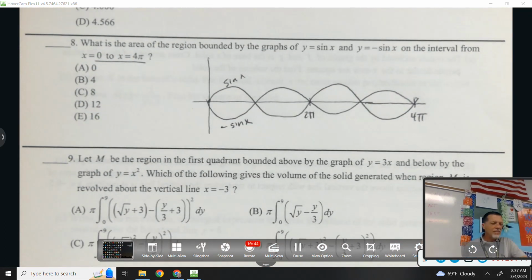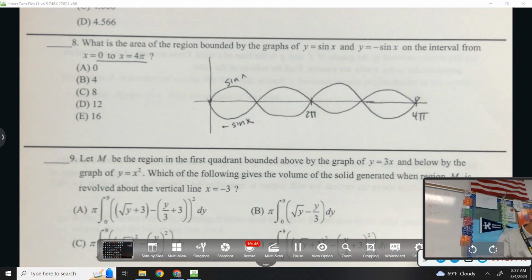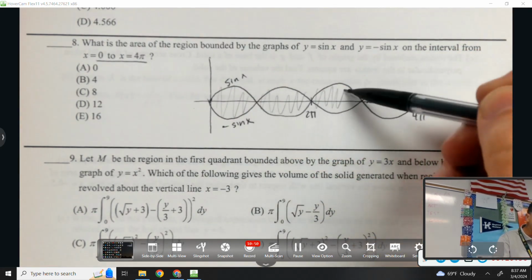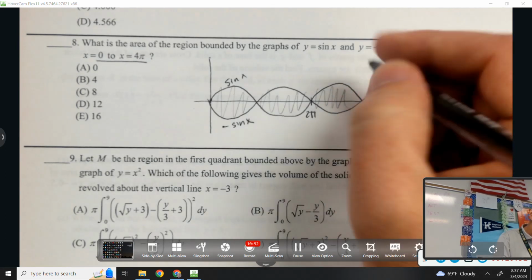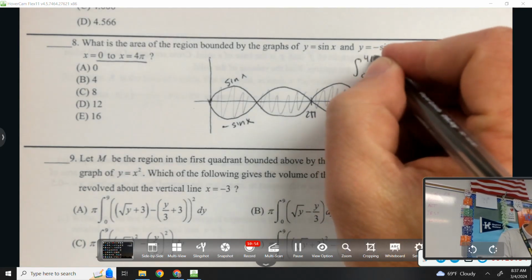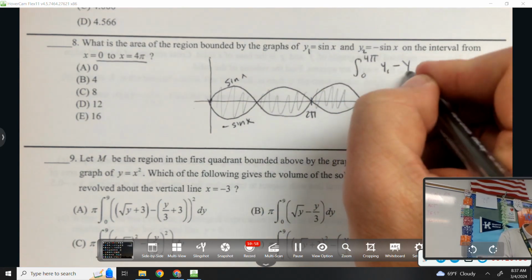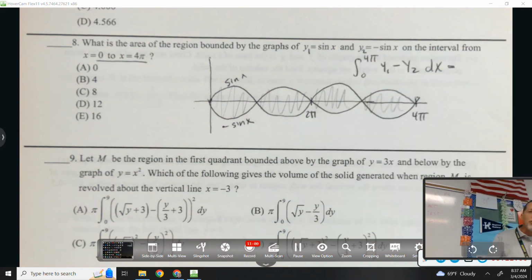Okay, so I definitely don't want to do 0 to 4 pi as an integral. Because if I do 0 to 4 pi of y1 minus y2, do you know what my answer for that's going to be? It's actually one of the answer choices, because I bet there's some people that would do this.